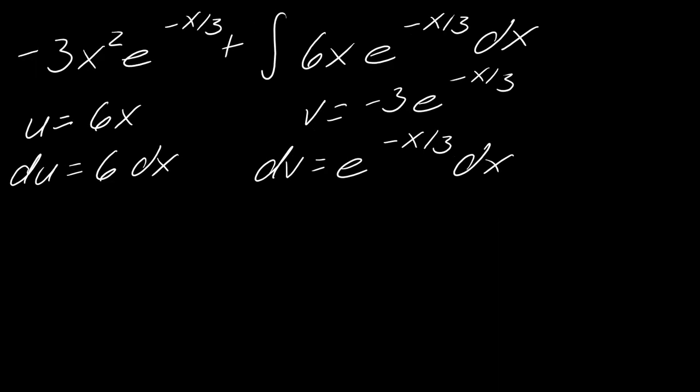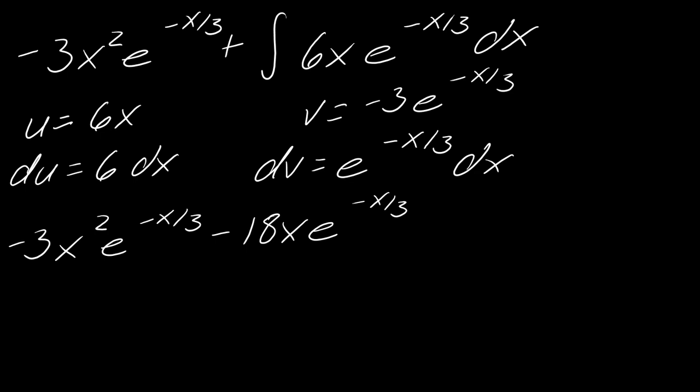Okay, so pressing on. I've got negative 3x squared e to the negative x over 3, so that's what we had. Now we're doing integration by parts again. So my uv will become negative 18x e to the negative x over 3 minus my v du. So I've got minus this negative 3, so this will actually turn into a plus v du. So this will be plus 18 e to the negative x over 3 dx. And now we've done it, right? So I can actually just straight up integrate this.